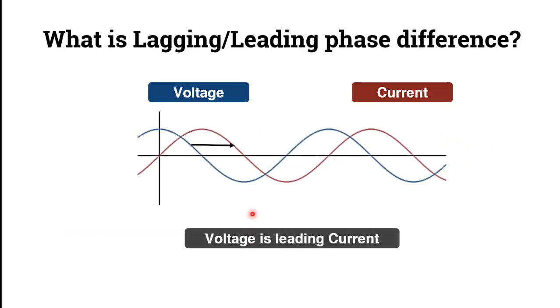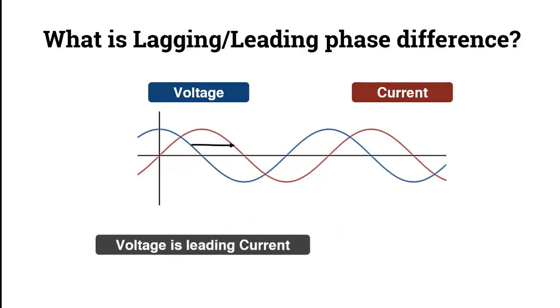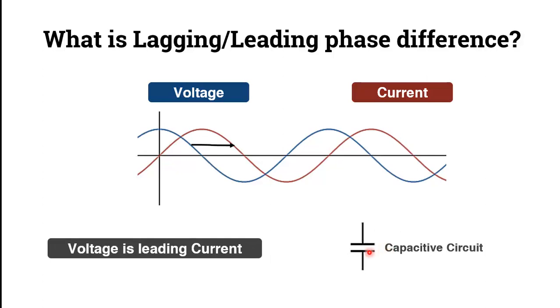Now in the second case, we can see that this voltage waveform is coming before the current waveform. That means the current waveform is replicating this voltage waveform after the voltage waveform has done its cycle. So in this case the voltage is leading the current. And when does that happen? It happens when there is a capacitive circuit. That means the circuit has a total impedance that is capacitive in nature.